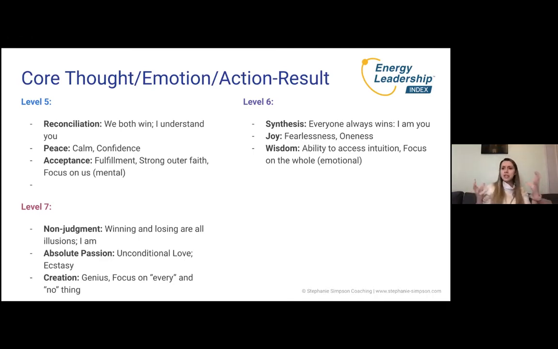I'm in this fearless place. Everyone is always winning. It doesn't have to be right at the same time, but we're all always winning. And I'm going to tap into my intuition and I'm going to create. This is where creation is, right?